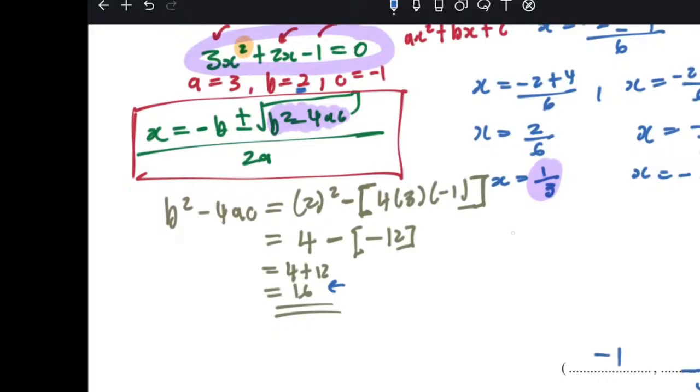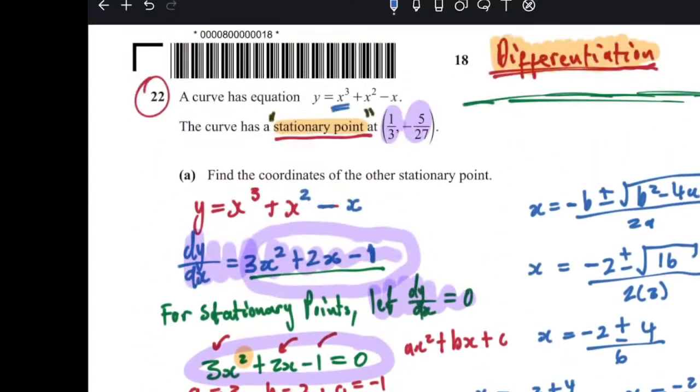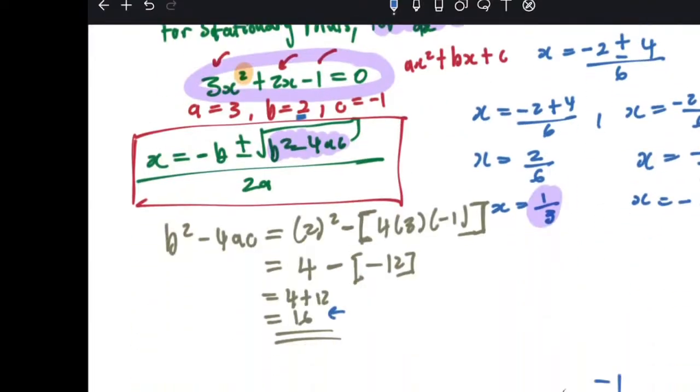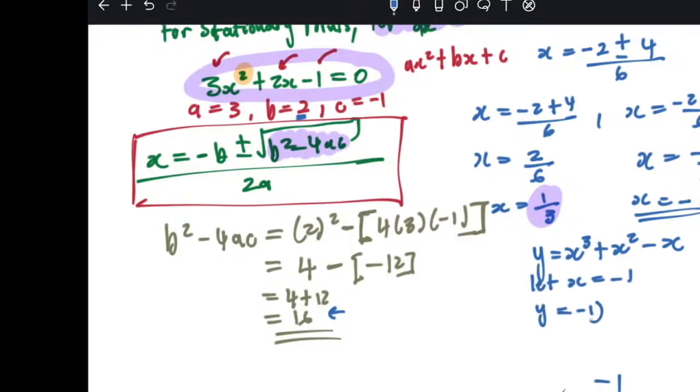So how do you find the y value? There's only one way. You put it back in the original equation. Although we were no longer using it, we have to use it again to find y. So you say y is equal to x cubed plus x squared minus x. This is the original equation. Then you feed in this value of x. So you say let x be equal to -1. So y will be equal to (-1) cubed plus (-1) squared minus (-1).